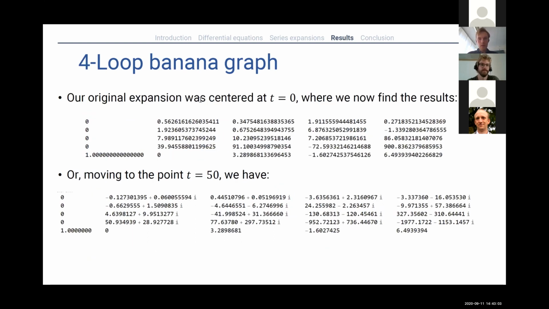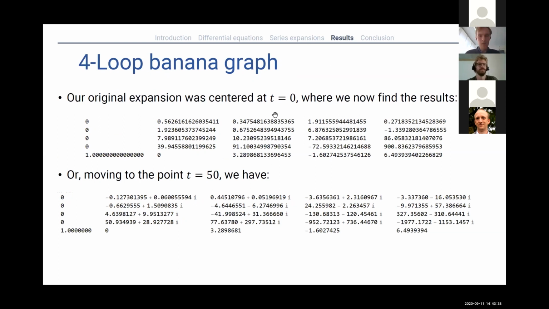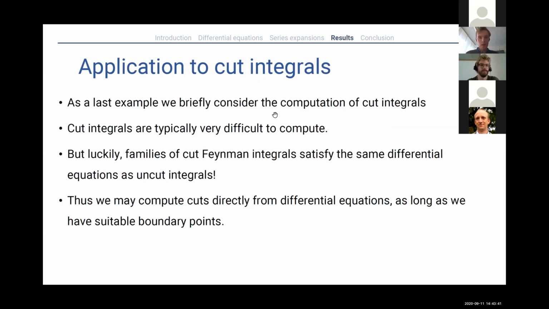Once all these coefficients are fixed, you immediately have results at t = 0, and you can of course transport them to any other point. So here I have some results for the four-loop banana at t = 50. I just truncated these numbers for convenience for the presentation here, but in principle you can go to very high precision. I ran the calculation twice at different expansion orders, and it seemed to give an error of 10 to the minus 70. So you can go to very high precision, and that is really all I have to say on the example.